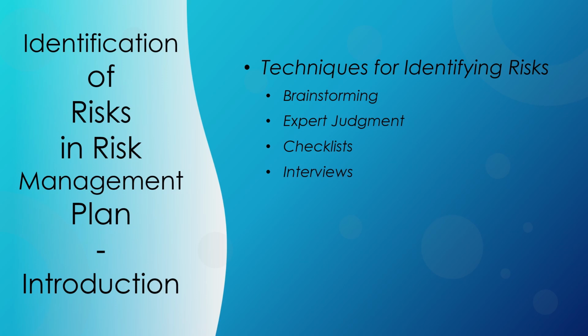Interviews involve one-on-one discussions with key stakeholders, project team members, or experts to identify potential risks. This technique allows for in-depth exploration of specific risk areas and can uncover risks that might not be identified through other methods. The risk breakdown structure, or RBS, is a hierarchical framework that organizes and categorizes risks. It provides a structured approach to risk identification, allowing project managers to explore risks across various categories and subcategories. The RBS helps ensure comprehensive risk identification by breaking down risks into manageable components.